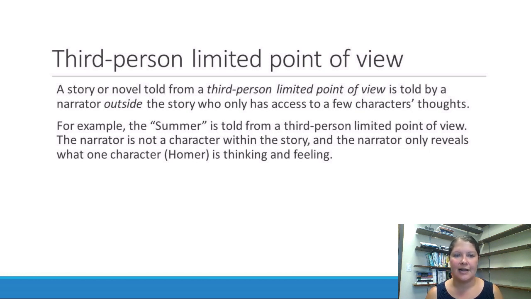An example of this is the story Summer, which we read for last week. And this is told from a third-person limited point of view. The narrator is not a character within the story, so it's not someone who's interacting with Homer or Sandra or the other characters. And the narrator only really reveals what one person, Homer, is thinking or feeling. So the narrator's perspective is limited to the character of Homer, so we call it a third-person limited point of view.